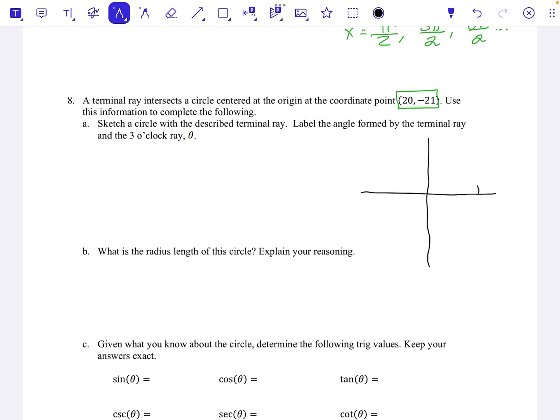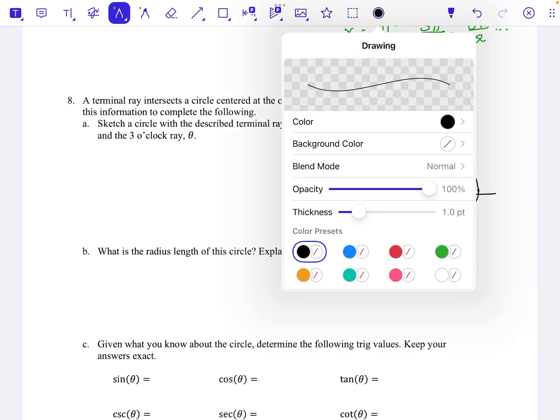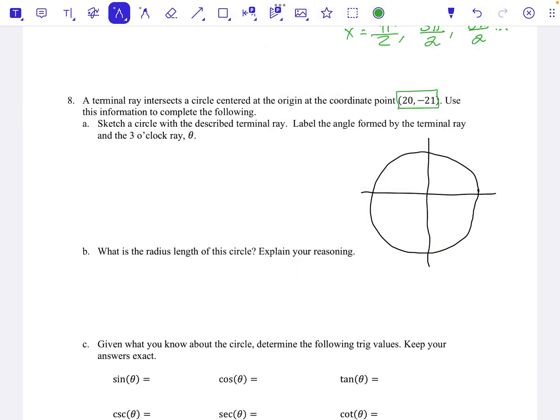And I'm going to sketch my poorly drawn circle. So you'll notice my circle drawing skills are not perfect, but it works. And I want a point at basically 20, negative 21. I don't know where that's going to be, so I'm going to make up a point. It's going to fall somewhere down here because the x coordinate is positive, the y coordinate's negative. So we're going to call that point right there 20, negative 21. This would then be our angle theta.